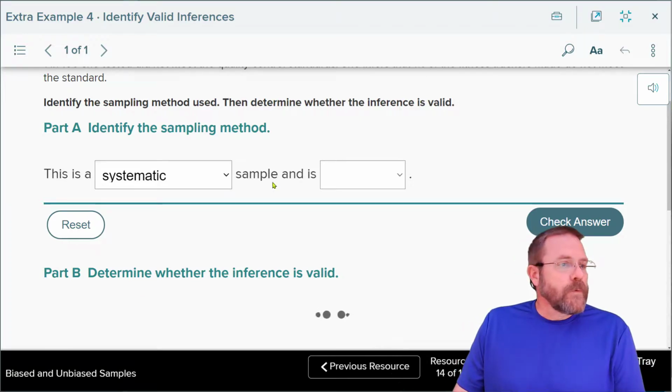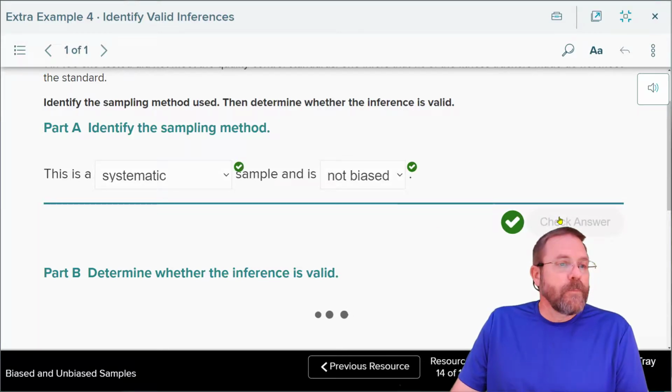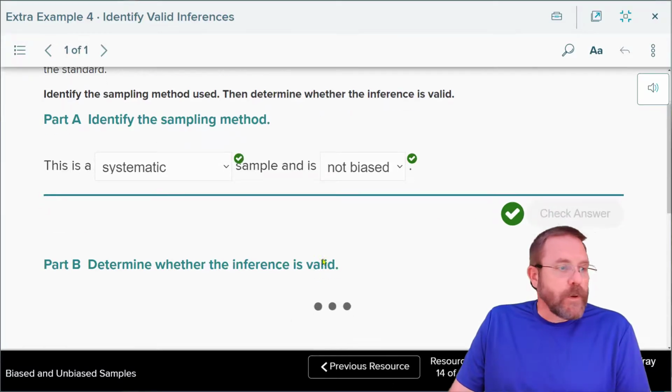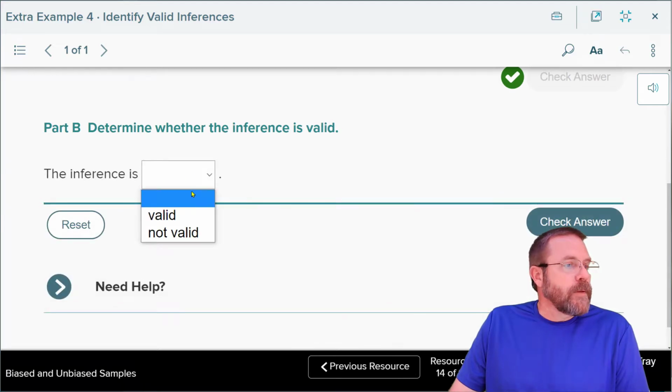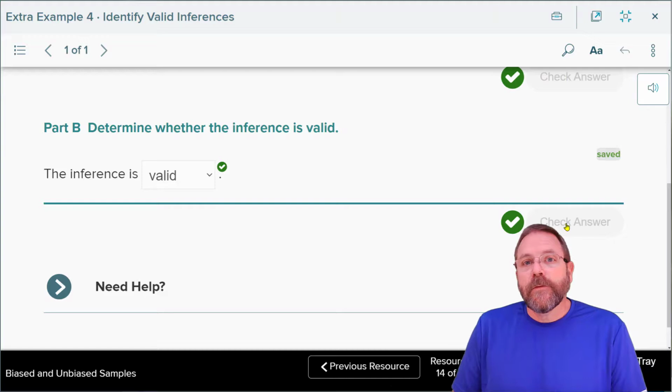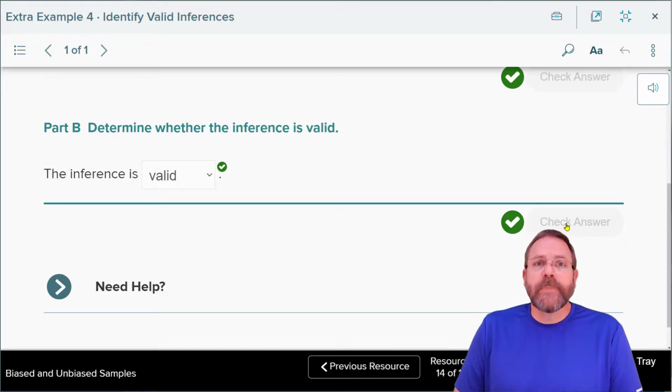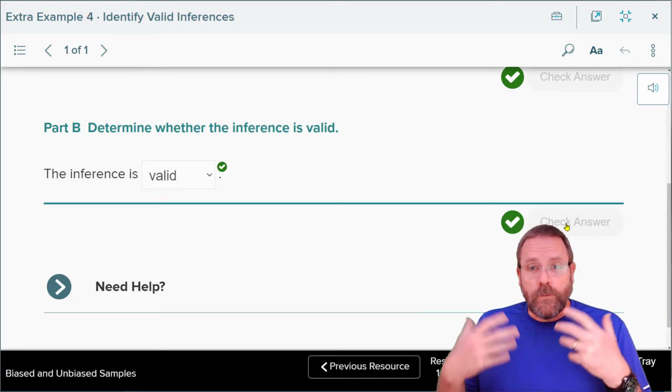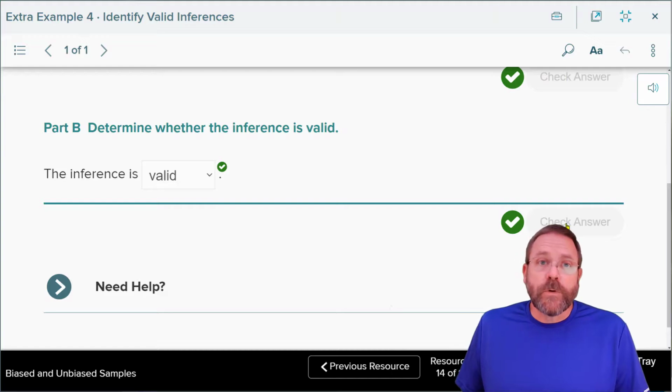Now we can also say that this sample is going to be not biased because it's a very systematic sample. Everything checks. You can go from there and add that the inference therefore is going to be valid, so you can take the data that they're giving you and actually expect a good result as far as whether or not the whole population would agree.